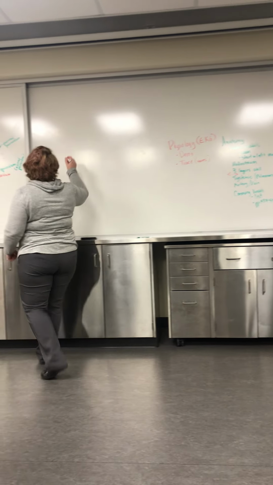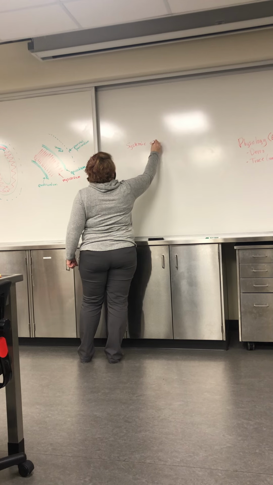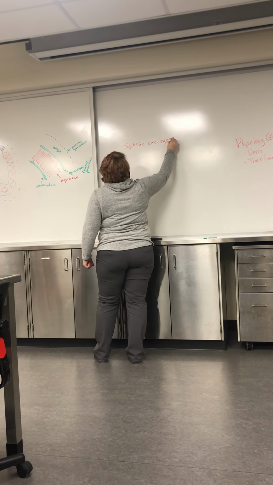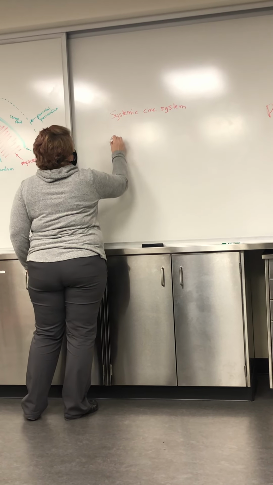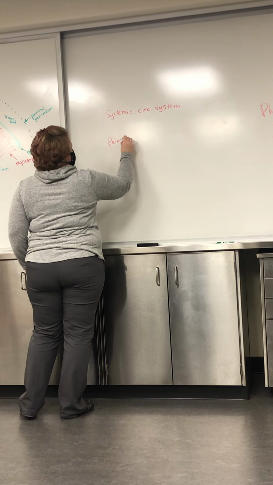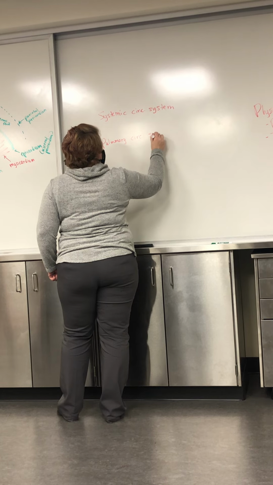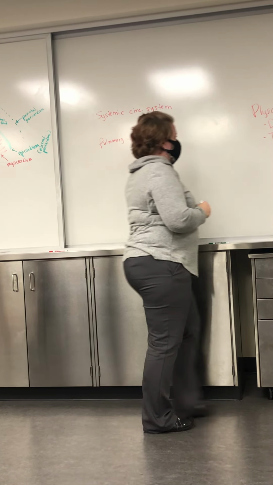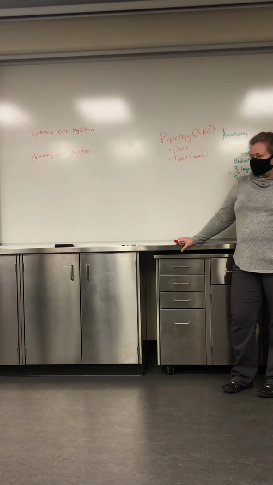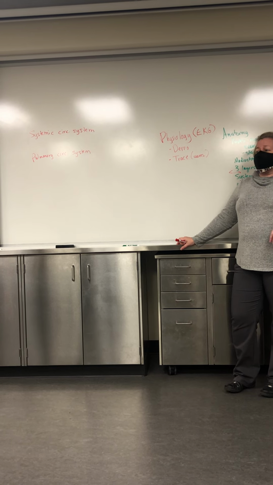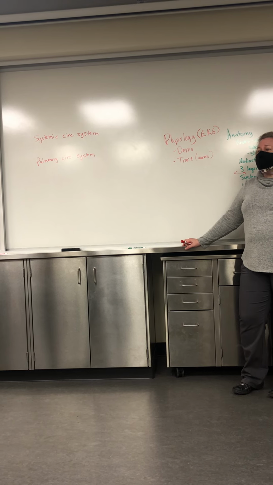So the systemic circulatory system versus the pulmonary circulatory system. The idea behind this is, if you're with me in the picture, you might already notice, the systemic circulatory system is in charge of bringing oxygenated blood to the tissues of the body. However you want to describe that is fine.